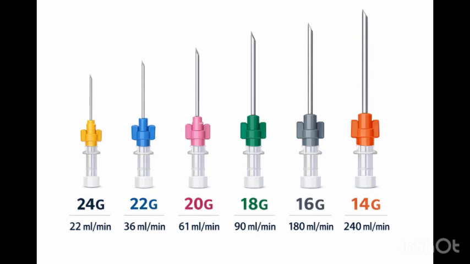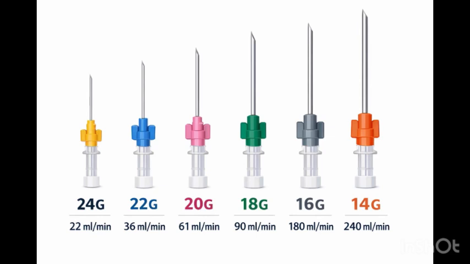Okay, so I'm ending this with the different types of cannula. We have several gauges. 24 gauge, which is the smallest one, the flow rate will be 22 ml per minute. Then we have a blue one, that is 22 gauge, the flow rate will be 36 ml per minute. And then we have the pink one, that is 20 gauge, 61 ml per minute will be the flow rate.